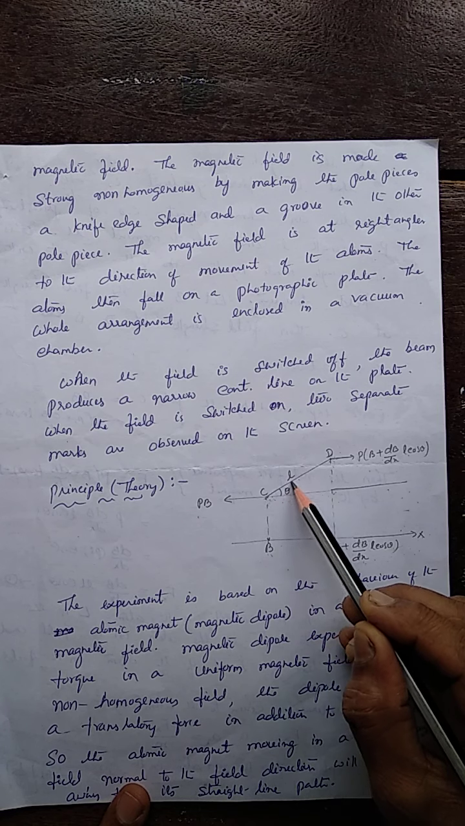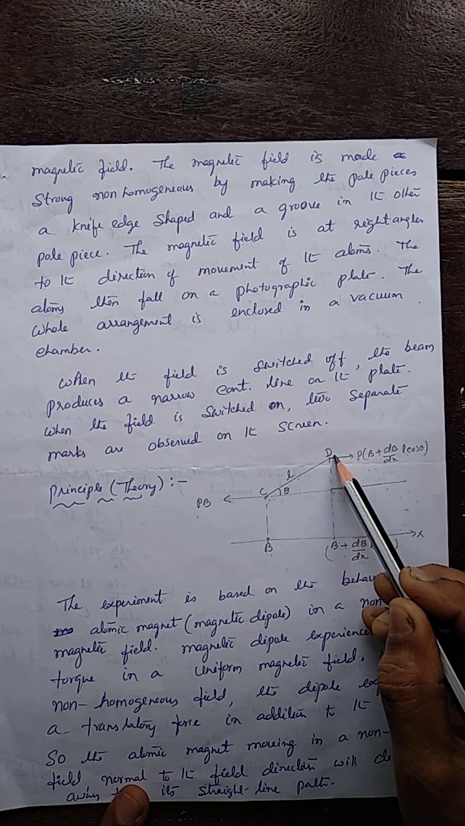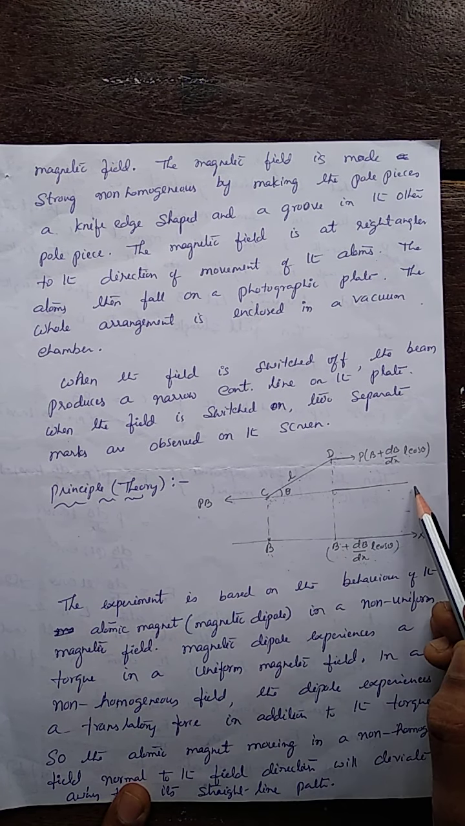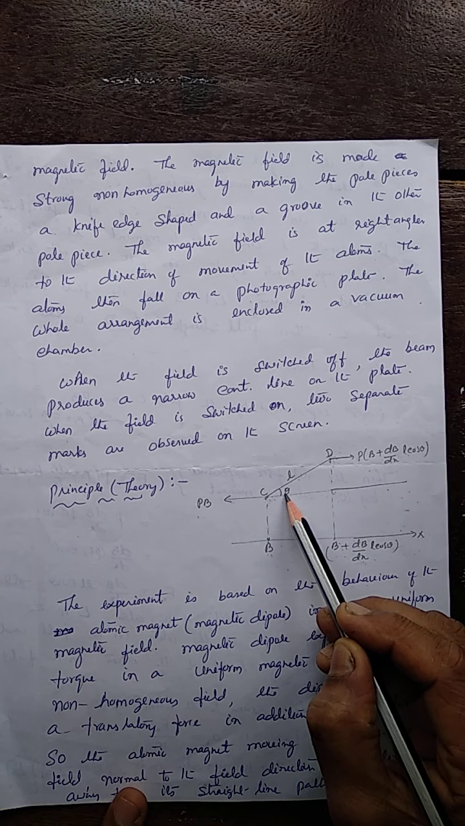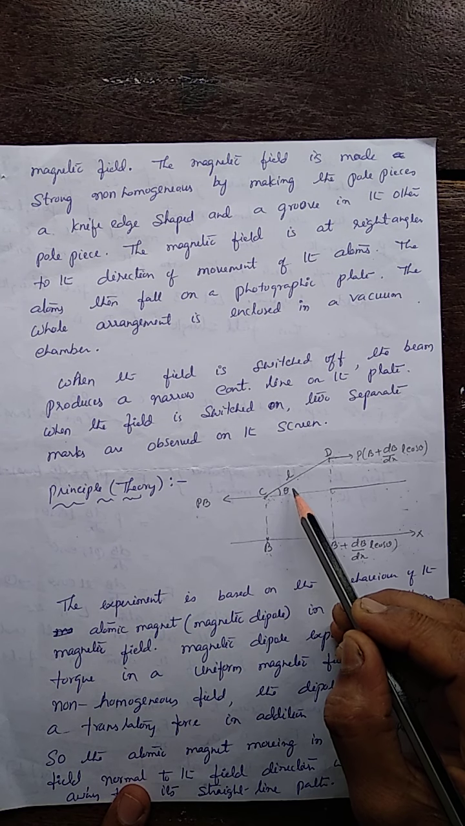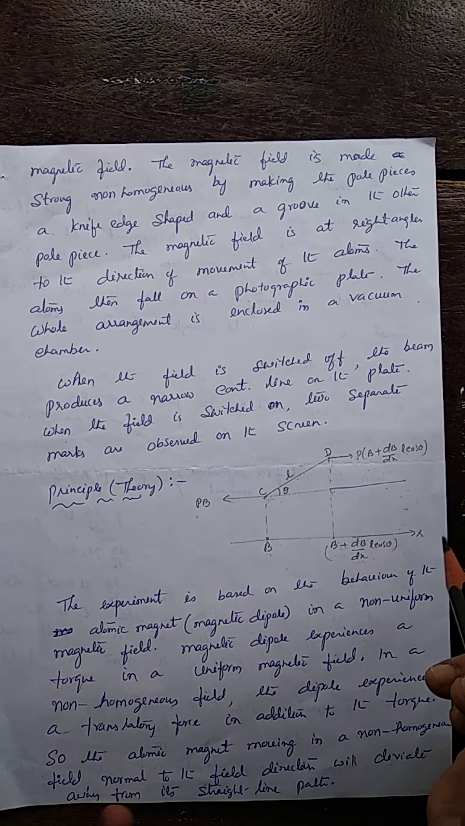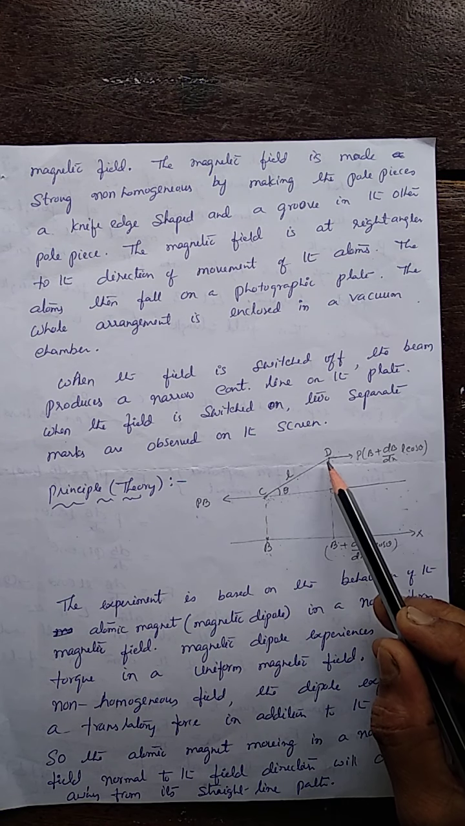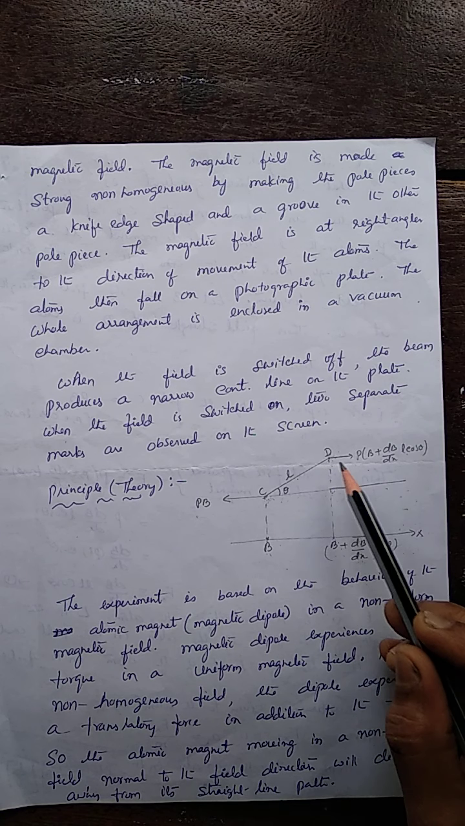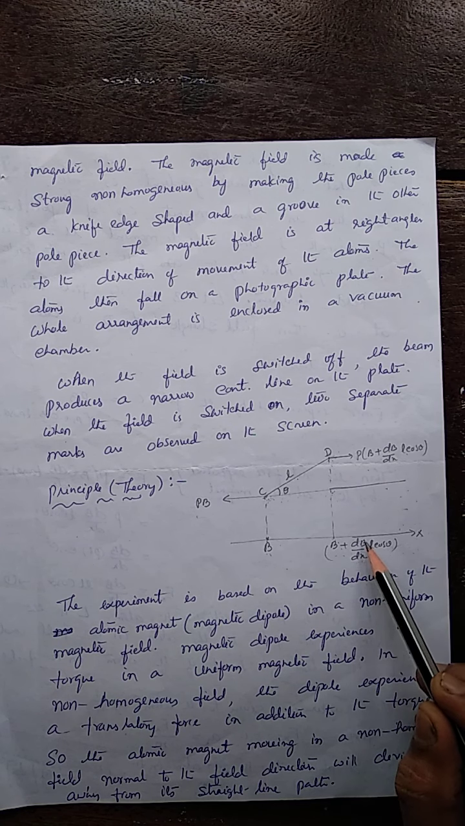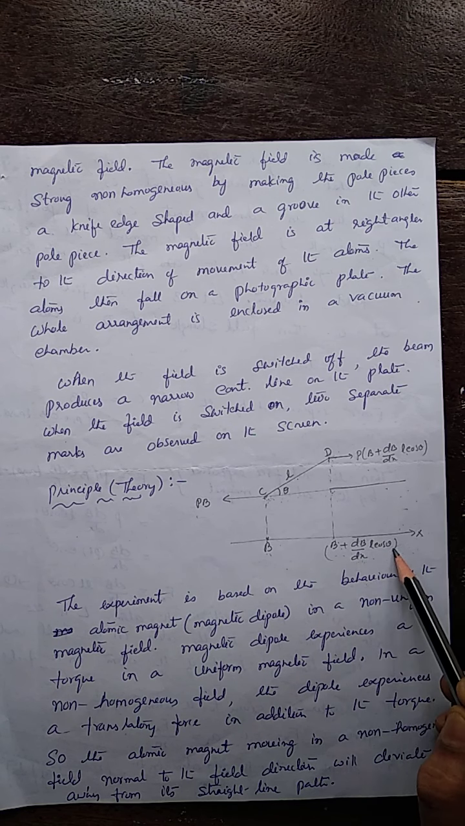Theta is the angle made by the axis of the dipole with the varying direction of the field. So cos theta is adjacent by L, so that this is L cos theta. So the pole D experiences a field of strength B plus dB by dx times L cos theta.